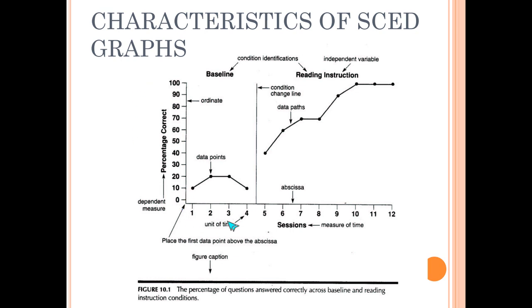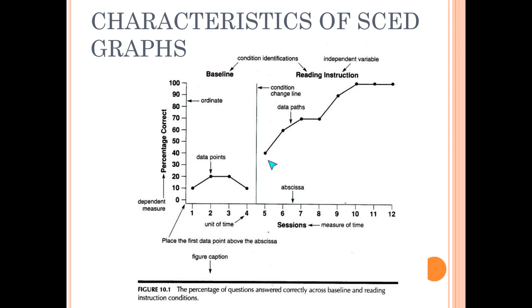Then you have a condition change line to tell the reader where the new phase starts. And then we have both phases, baseline and intervention, correctly labeled, baseline and reading instruction. And we have the data points in intervention being graphed very nicely, and they are also connected. So we can see real data pairs, and we can compare baseline versus intervention easily by eyeballing the data.